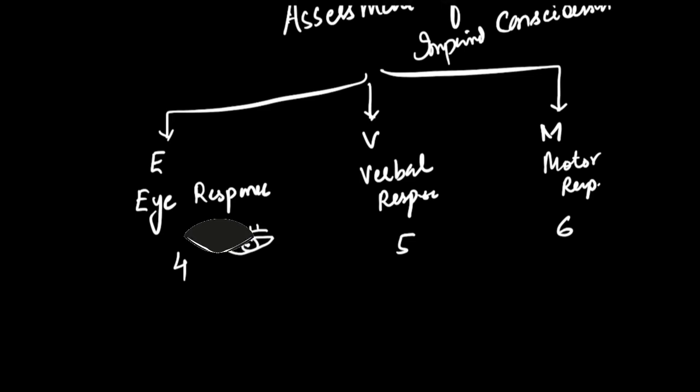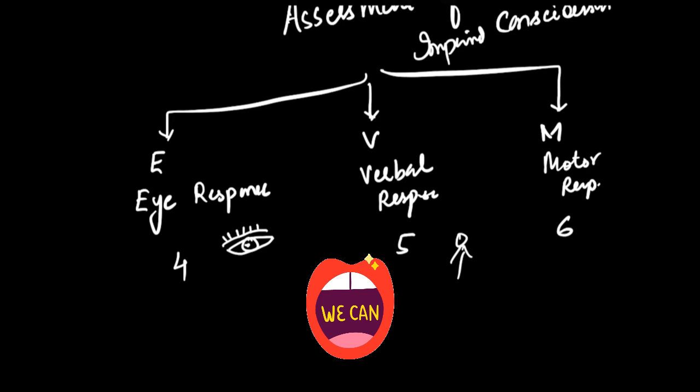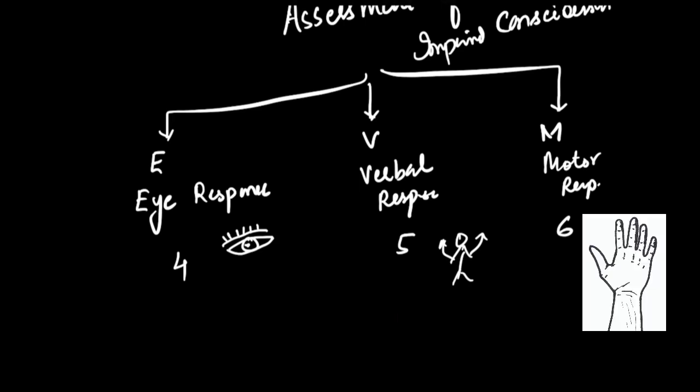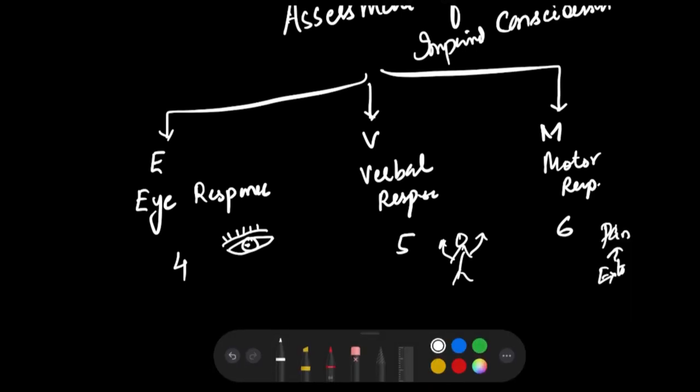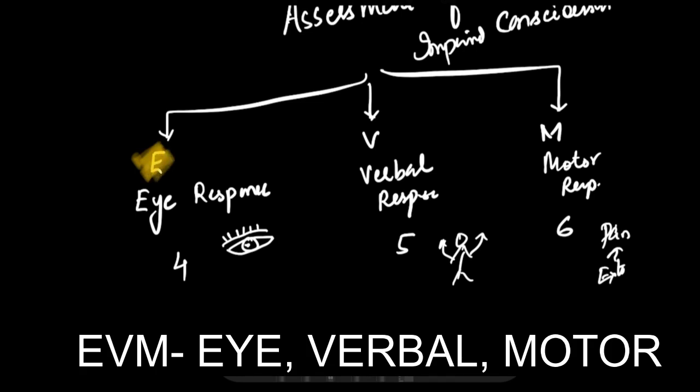So this is for eye. This is the verbal response, where the patient is able to give some response. And the last one is motor. In motor, they will be reacting to the pain or extending to the pain. So these are the three things which we are going to talk about: E, V, M.